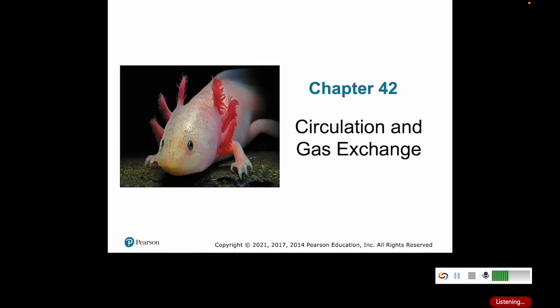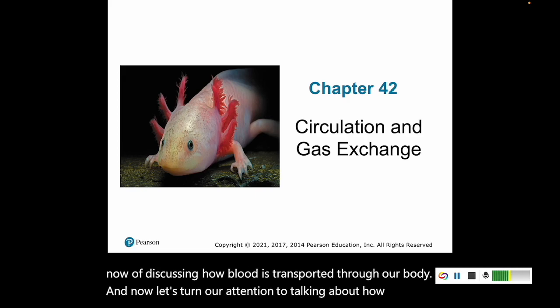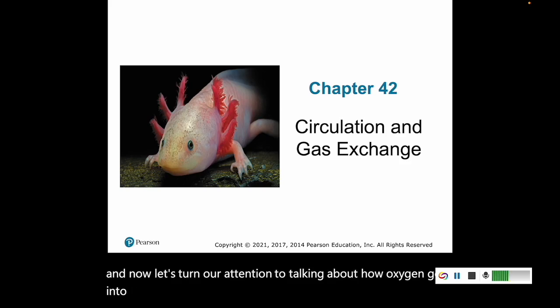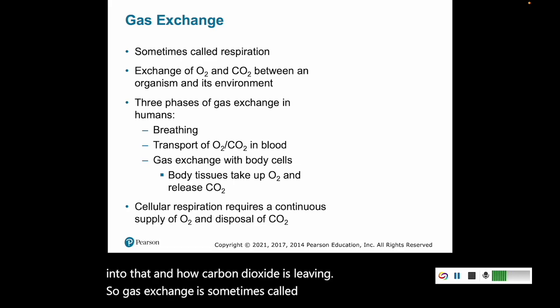Okay, everyone, welcome back. We have done a pretty thorough job now of discussing how blood is transported through our body. And now let's turn our attention to talking about how oxygen gets into that and how carbon dioxide is leaving. So, gas exchange is sometimes called respiration or breathing.